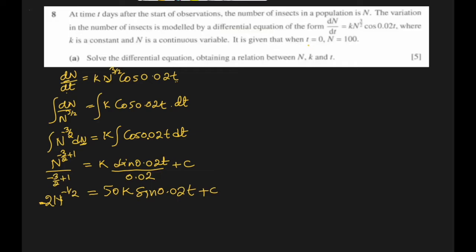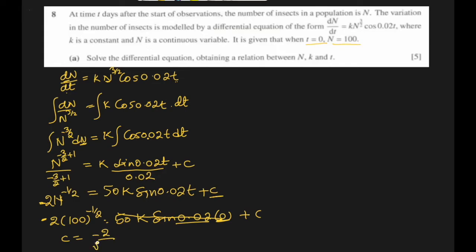Now they have given an information here, t is 0 when n is 100. So we'll get the value of c because of this information. So n is 100. So minus 2, 100 to the power minus half equal to 50k sine 0.02 and time is 0 plus c. This 0 will make this angle 0, sine 0 is 0, that means this whole thing is gone. C is this. C is minus 2 divided by square root 100.